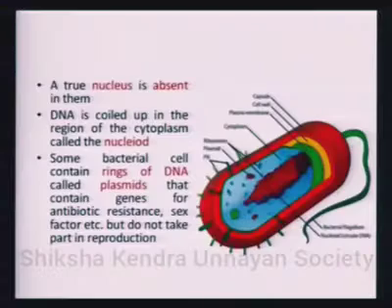And the area where they are present in the cytoplasm is known as the nucleoid. There is yet another type of DNA known as plasmids, which are rings of DNA, and these are present in the eubacteria. So eubacteria have plasmids, but these plasmids do not take part in reproduction. They are very important because they contain genes for antibiotic resistance, and this is very important from the biotechnology point of view.